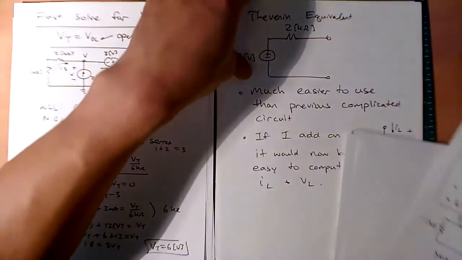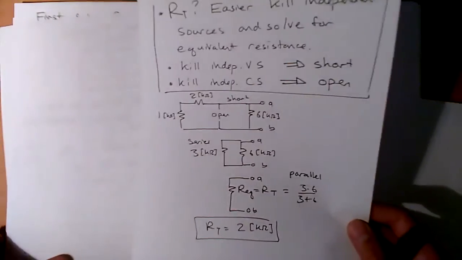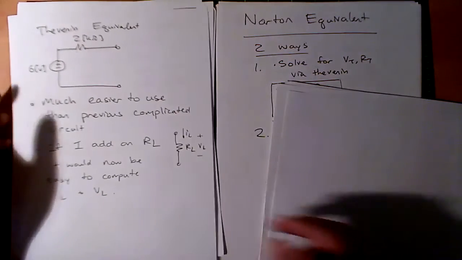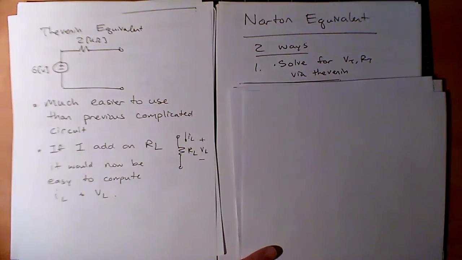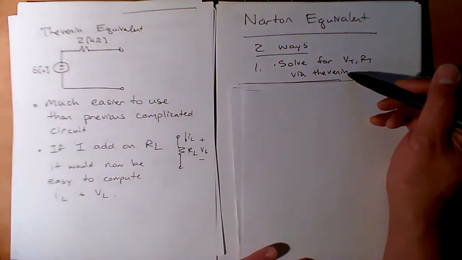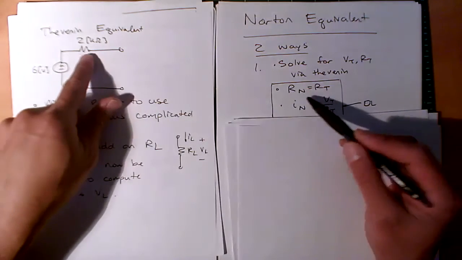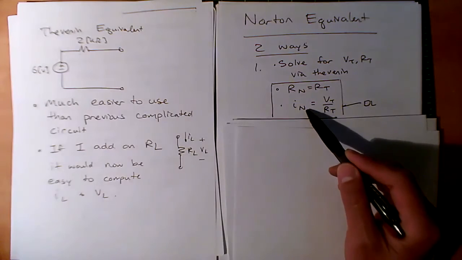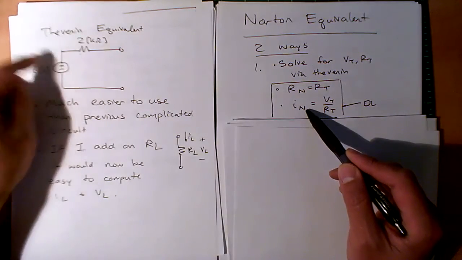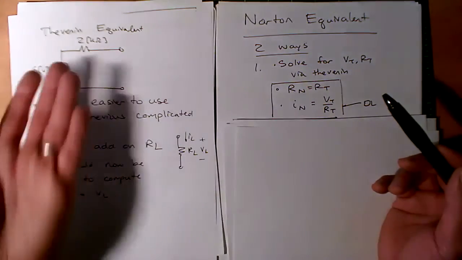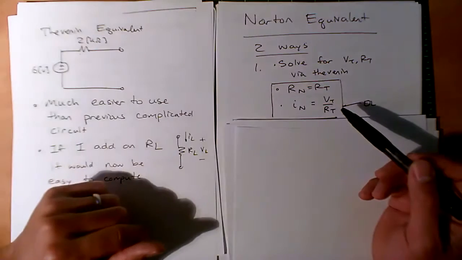Okay, let's keep going. Let's look at how you find the Norton version, where it's the current supply and the resistor in parallel. So there's two ways. If you solve for the VT and RT via Thevenin, so you've got this already, it's pretty nice. The RN and RT are actually the same, and the IN, the Norton current, is actually the Ohm's Law version of this. You just take voltage over a resistor, and that's equivalent to the IN. So that's nice. So if you have the Thevenin, this is the easy way to get the Norton.